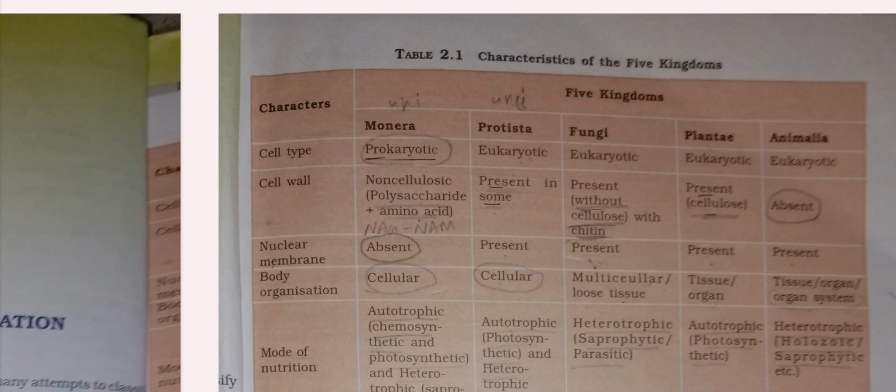Protista, it is also cellular, but in Fungi it is multicellular or loose tissue. It has a number of cells, but it is loose tissue. Plantae, it has tissue and organs also. Animalia, it has tissue, organ and organ system. That means in Monera it may be unicellular. That means their body consists of only one cell or two cells. There is no specific organ, there is no specific tissue in Monera and Protista.